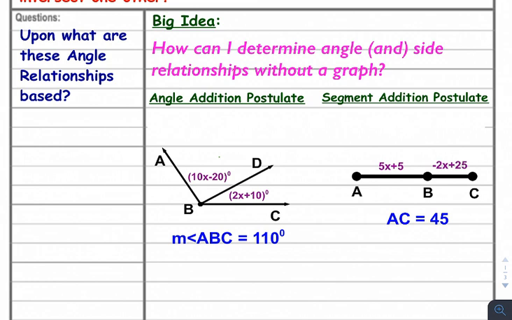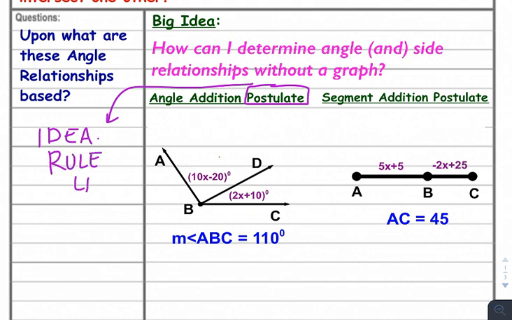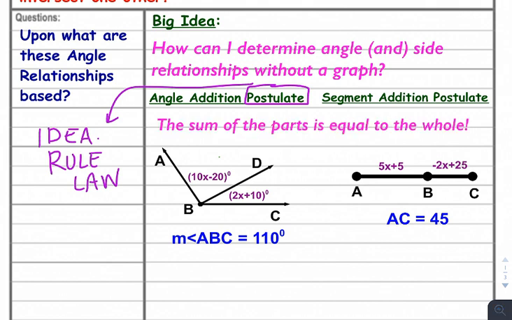Now this term postulate is not one that should be too confusing. A postulate is just really an idea. You can call it maybe a rule or maybe a law. These are all kind of the same things. And so this is the angle addition idea, the angle addition rule, the segment addition law, if you will. If you break down the words angle addition, segment addition, that hints at what we're going to do. We're just going to add things together.